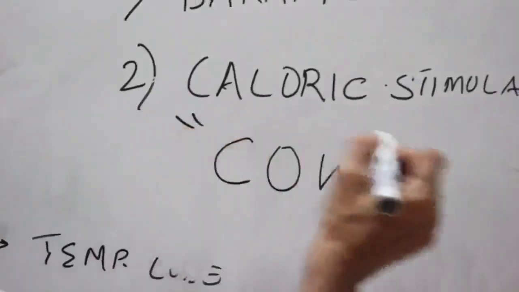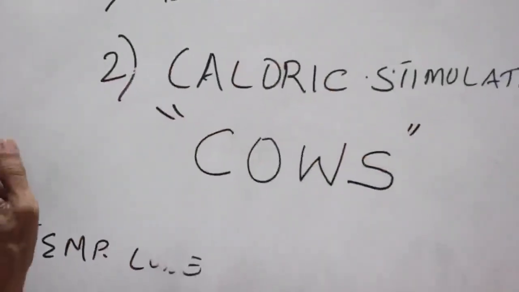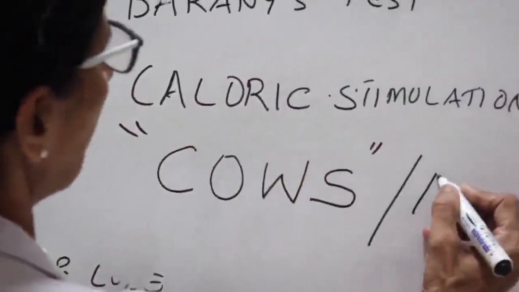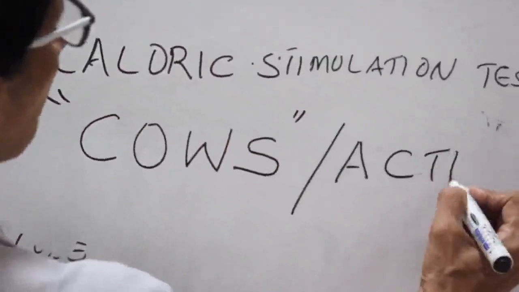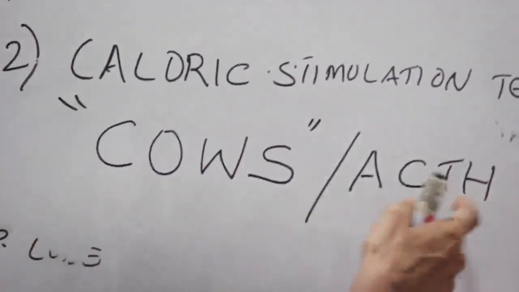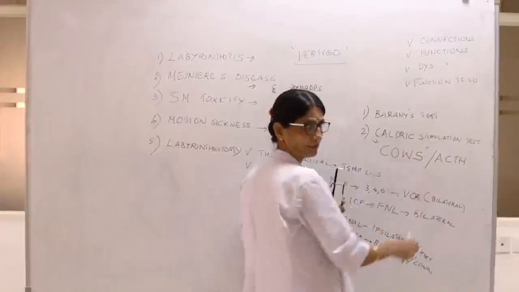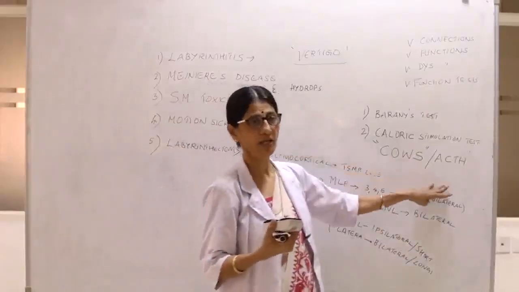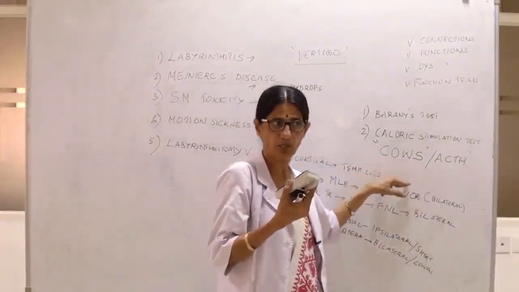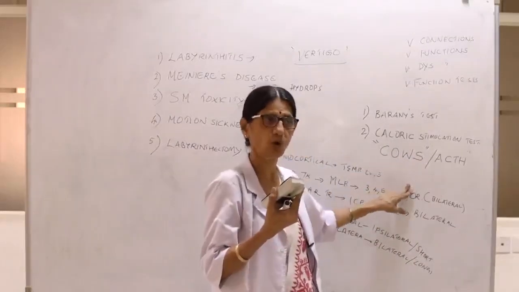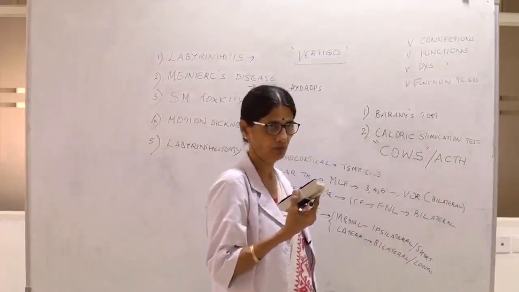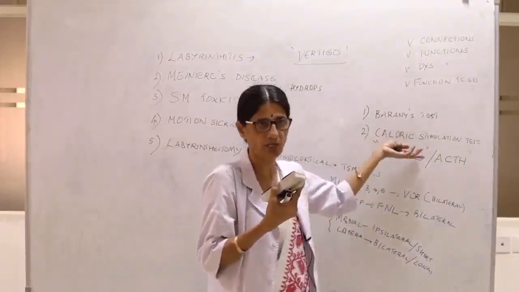So this is the mnemonic which can be used for the caloric stimulation test, COWS: cold opposite, warm same. Another mnemonic is ACTH: away from cold, towards the hot, same side. So this is the code which can be used to conclude whether that particular side of the vestibular apparatus is normal or not. If it is abnormal, there will be no response at all. So that's how we conclude. We can also compare with the standard.